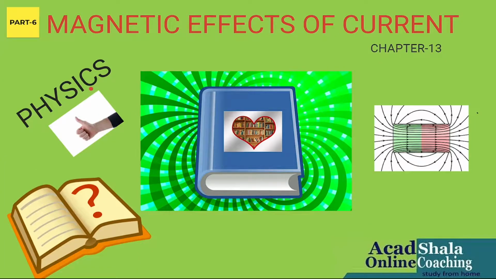Today we are going to do physics, part 6, that is from chapter 13, magnetic effects of current.